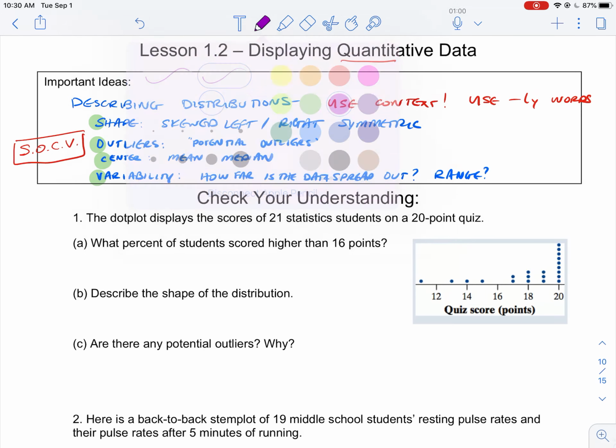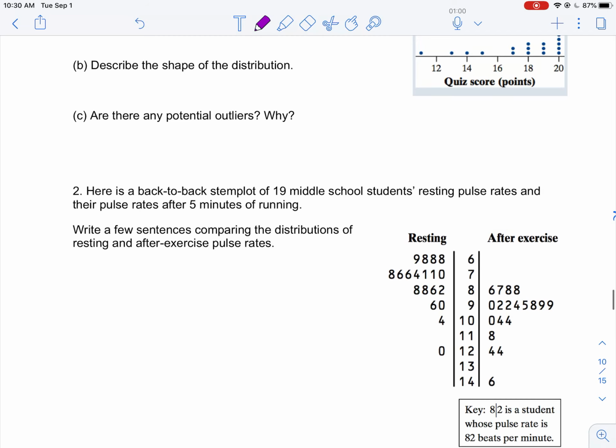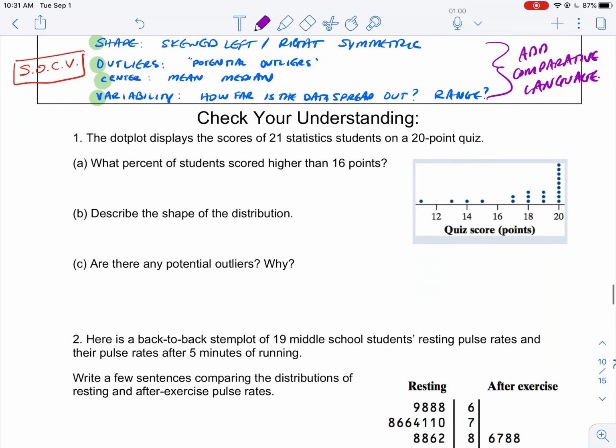One other thing that they may ask us when we're describing distributions is eventually we're going to have data distributions that are set side by side. So at the bottom here, we actually have two different charts for heart rate. One is resting and one is after exercise. And they're going to ask us to compare those data displays. When we're asked to do that, we need to make sure to add comparative language. So more or less, greater than, less than, bigger, smaller, those sorts of things.